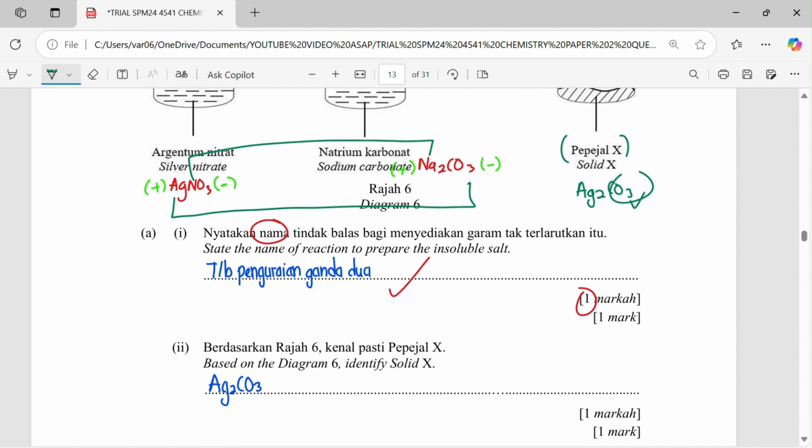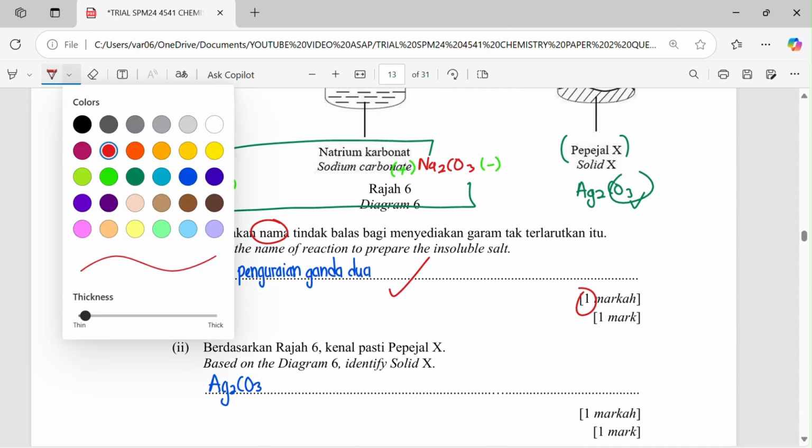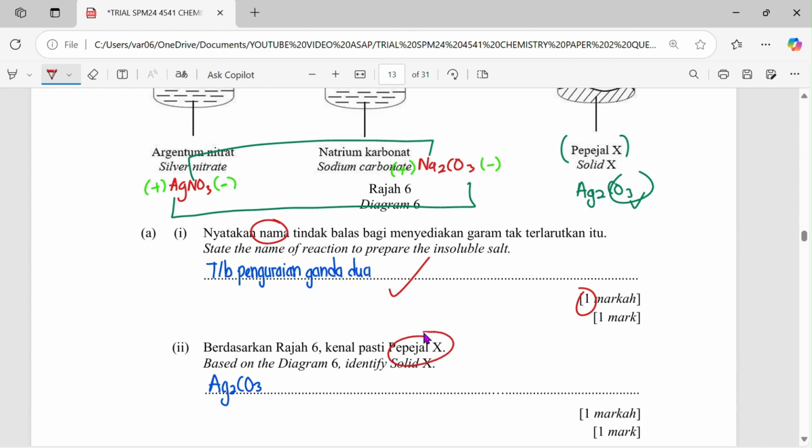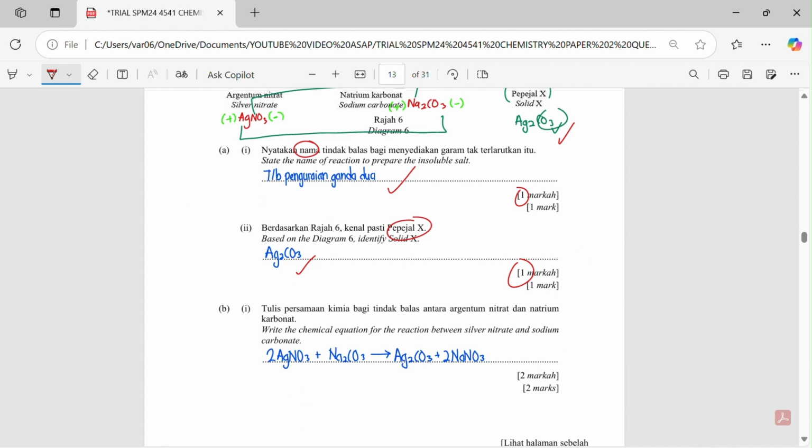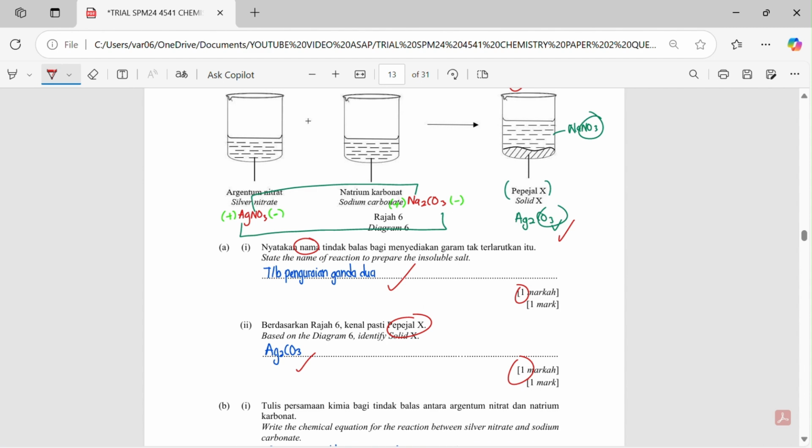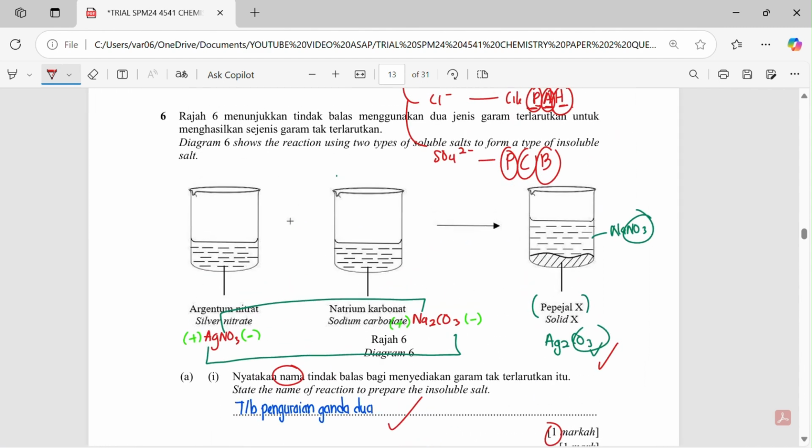Okay, tu. Next question. Kenal pasti pepejal X. Simple. Argentum chlorida. 1 mark. Tulis persamaan. Next question. Tulis persamaan kimia bagi tindak balas antara argentum dan natrium karbonate. Okay. Argentum plus natrium carbonate will form argentum carbonate plus natrium nitrat.